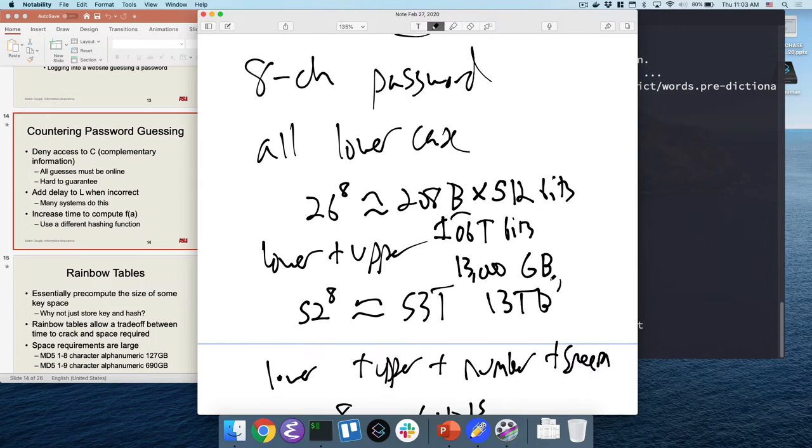I multiplied the two numbers you started with. I found 13 gigs. Yeah, 13 terabytes? All right, cool. That's actually not insane. That's pretty trivial. You can buy a 15 terabyte hard drive for, I don't know, $200, $300 on Amazon right now. So that's actually not insane. I thought it would be much higher.